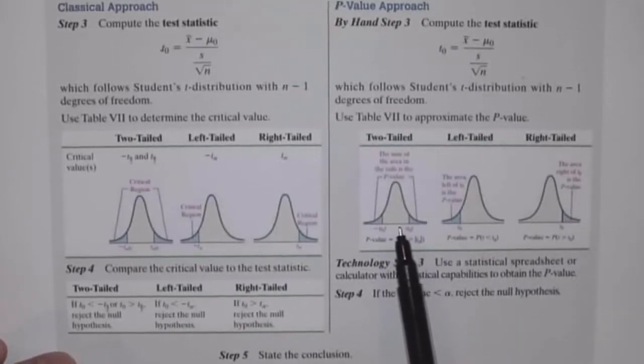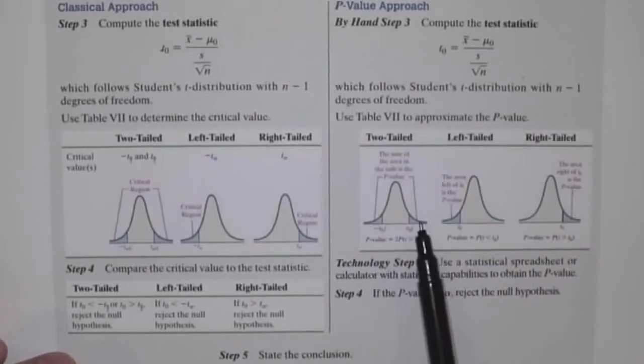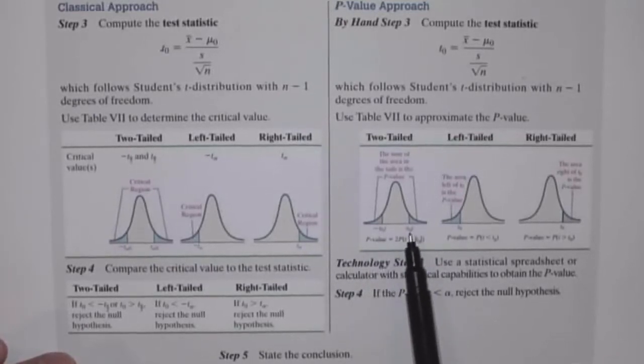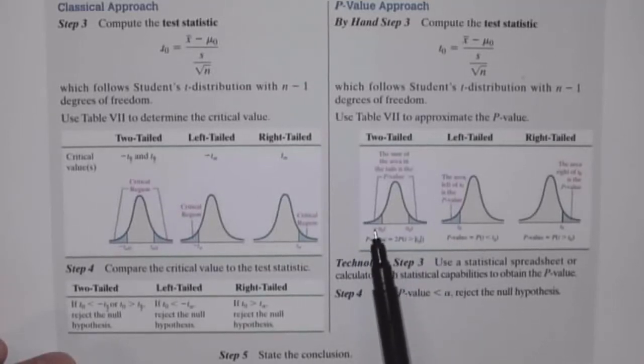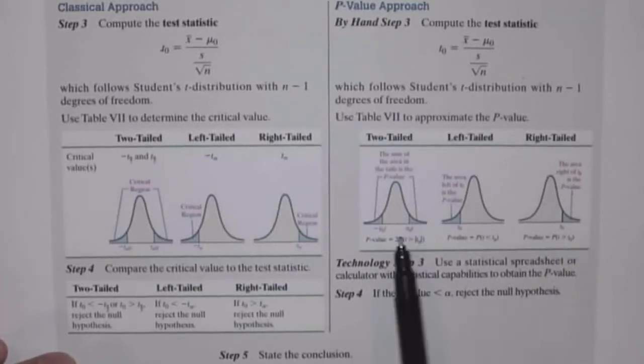If we're doing a two-tailed test, then the t-value will either be negative or it'll be positive, one or the other. So we're going to find it and the opposite, so that you're going to have one negative value and one positive value, and the area on the outside of those two values will be the p-value. So again, the p-value will be double what it would be if it was a left-tailed or a right-tailed test if we're dealing with a two-tailed test.